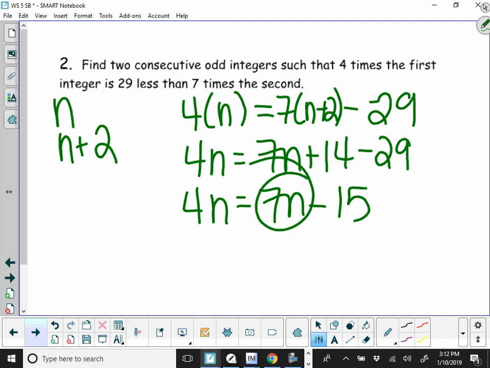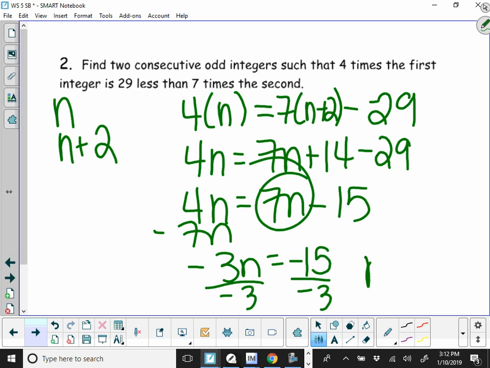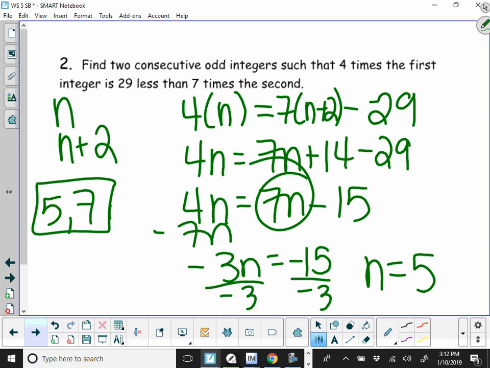So I'm going to move my 7n. So that gives me negative 3n is equal to negative 15. So once you divide by your negative 3, n should equal 5. So consecutive odd would make them 5 and 7.